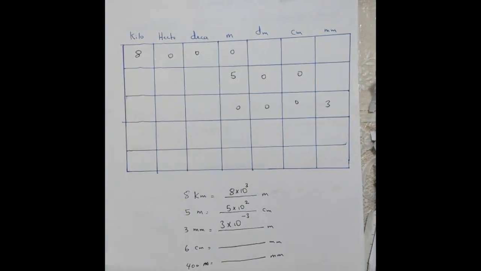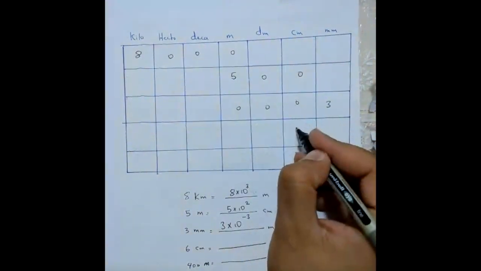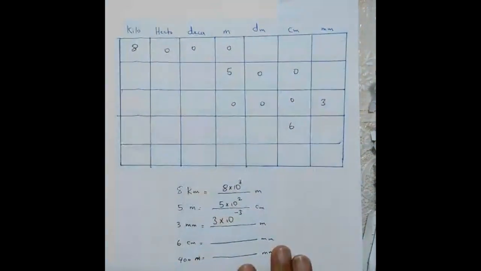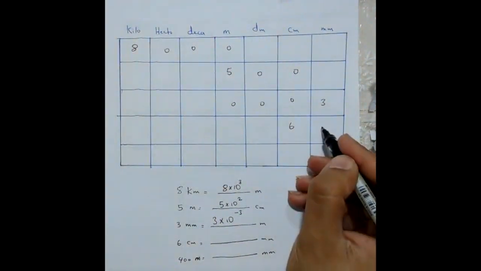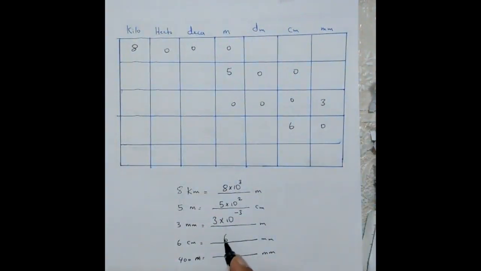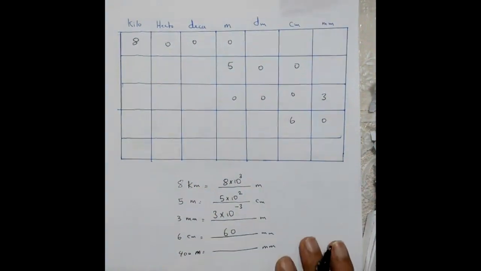6 centimeter to millimeter. This is 6, and we have a 0 here only. So it will be 60, or 6 times 10 to the power 1.